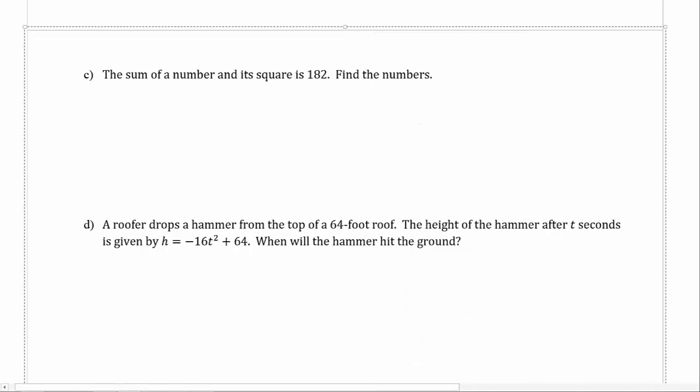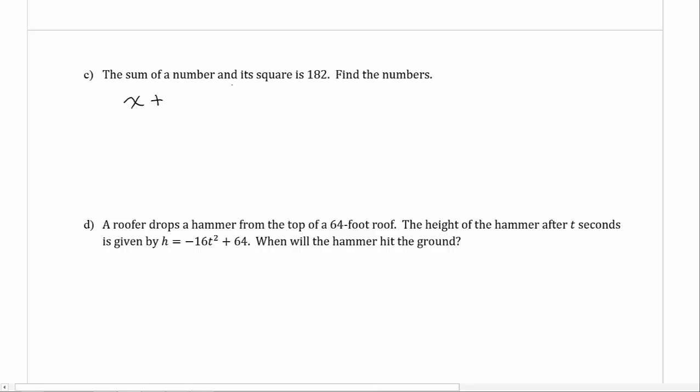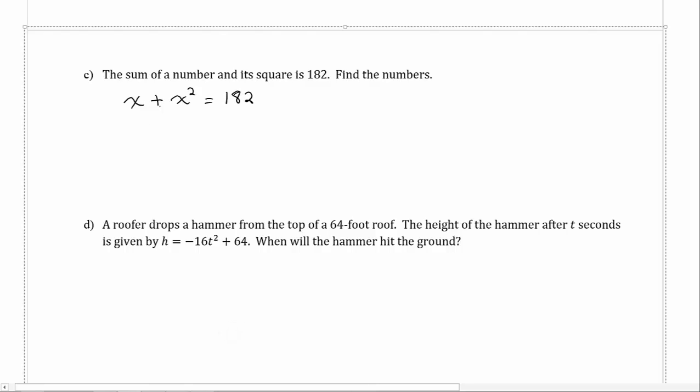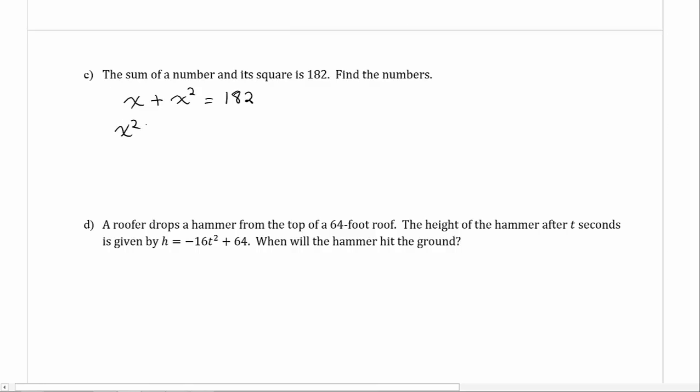In our next example, the sum of a number and its square is 182. So that would be x plus its square, x squared, is equal to 182. And I always like to write the x squared term first, so x squared plus x, and then we need 0 on one side because we're either going to try to factor this or we're going to use the quadratic formula. Either way, we'll need 0 on one side. And so minus 182 equals 0.